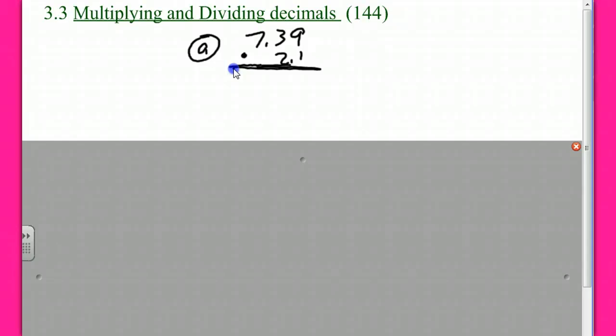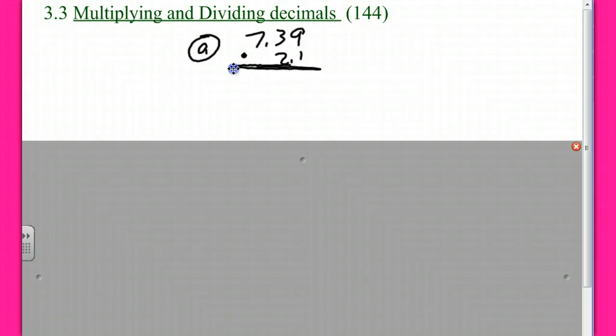The decimals don't have to be lined up. So addition and subtraction really is harder. You have to remember to line up your decimals. But in this case, where we're multiplying, you don't have to line them up. You just put them in an arrangement that you are comfortable with for multiplying. And then what do you do next?